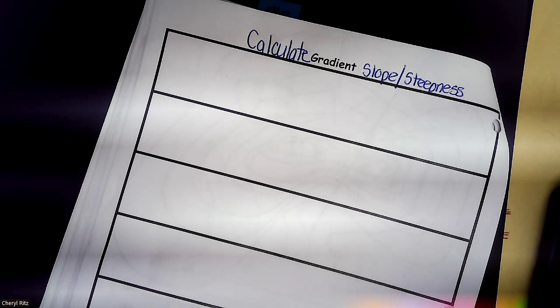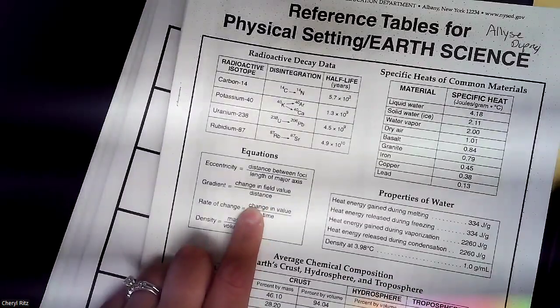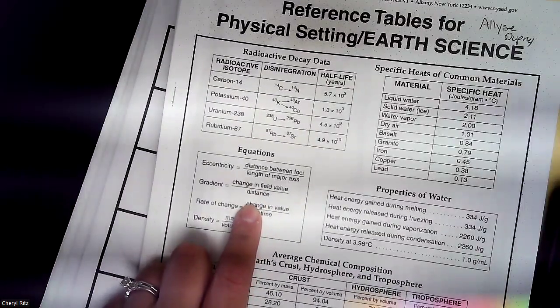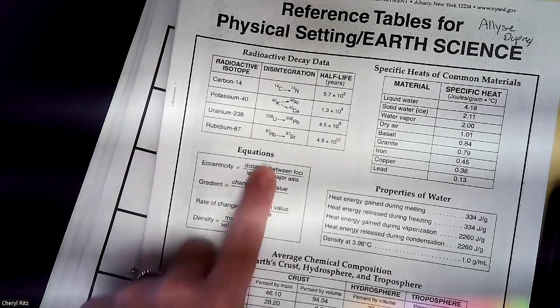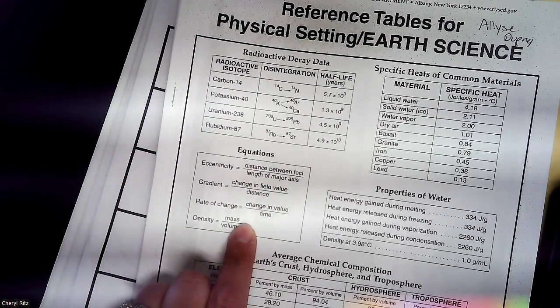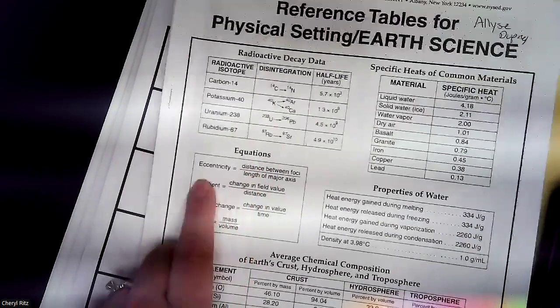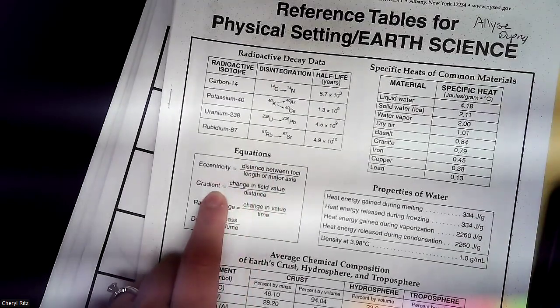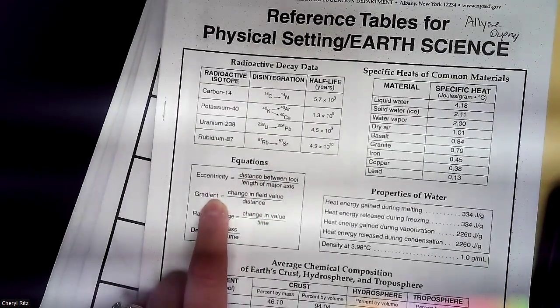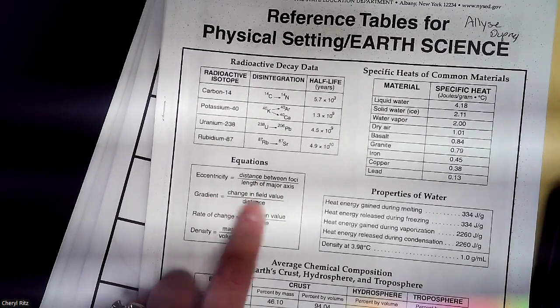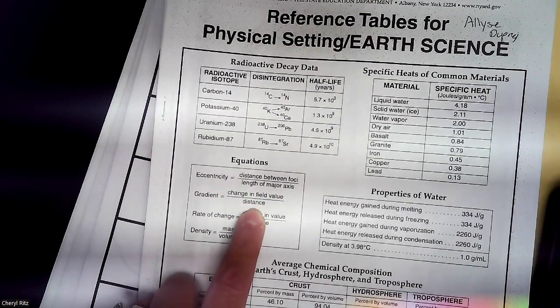I don't care. But anyway, what else you don't need to do in this class is memorize math formulas. In math, you have to memorize them, I think, but in this class, we don't. Every formula you ever use, except for average, is right in your reference table under equations. So we're going to be doing gradient today, which you can see from your reference table. Gradient equals the change in field value divided by distance.